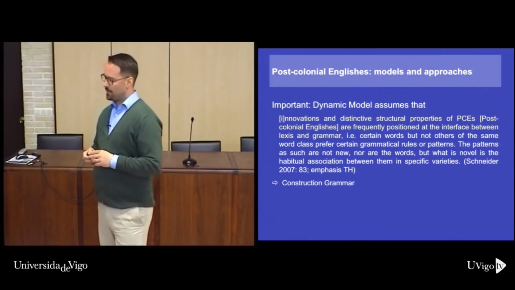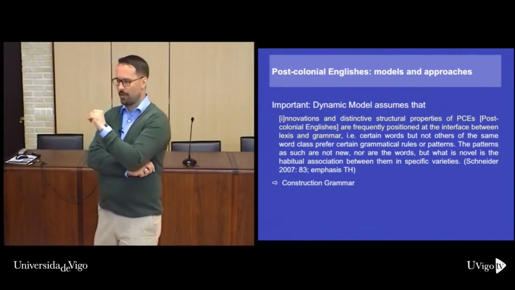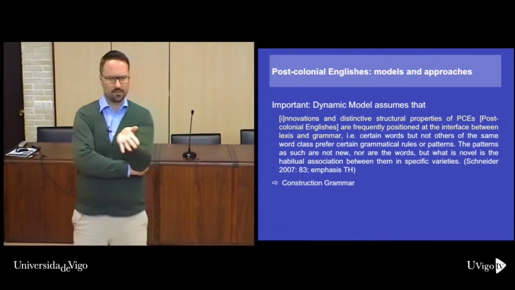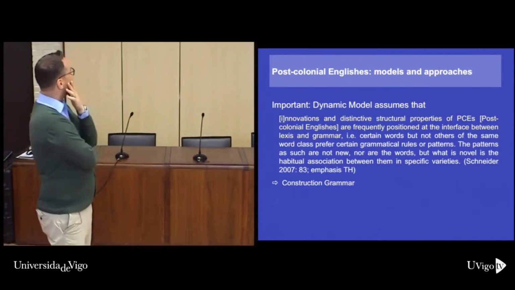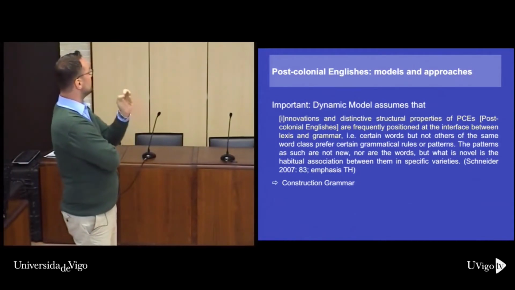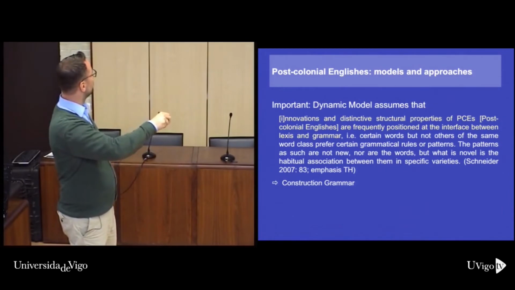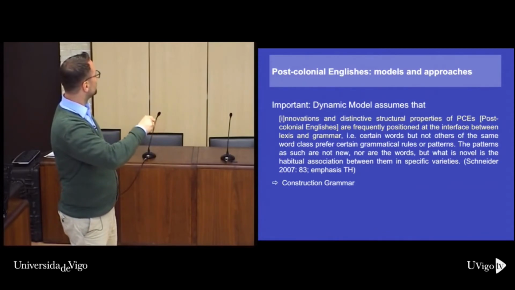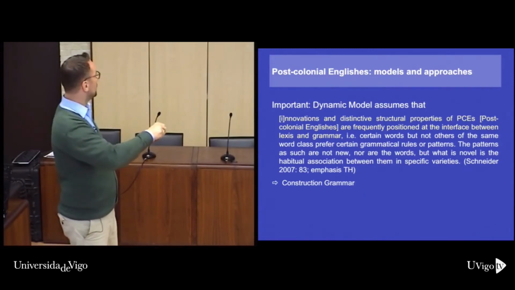I will look at different settlement types in a second, but interestingly, and that's what got me hooked on the dynamic model, and I thought construction grammar should have something to say about this, was this quote from Edgar Schneider when he describes the model. He says the dynamic model assumes that innovations and distinct structural properties of post-colonial Englishes are frequently positioned at the interface between lexis and grammar. Certain words, but not others, of the same word class prefer certain grammatical rules or patterns. The patterns as such are not new, nor are the words, but what is novel is the habitual association between them in specific varieties. Okay?